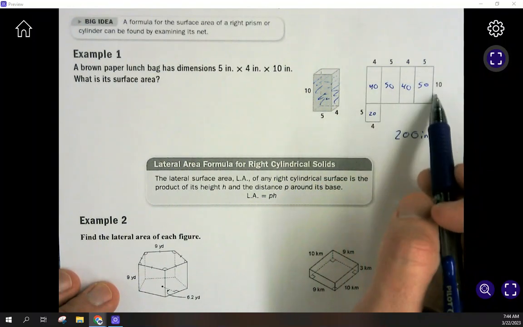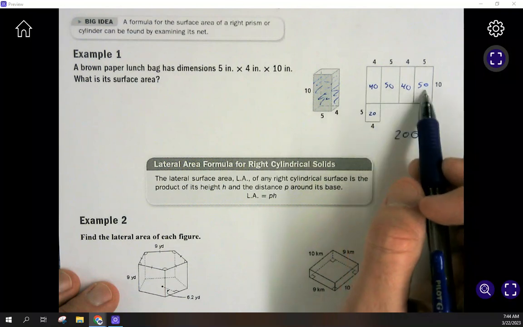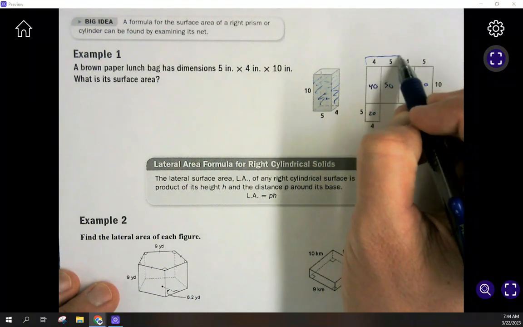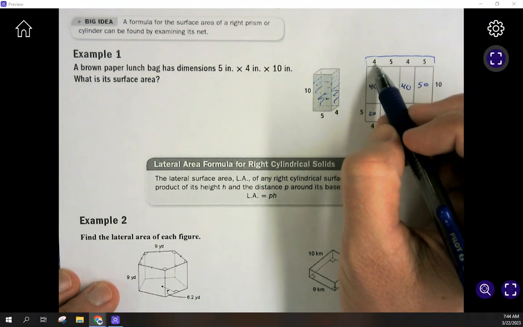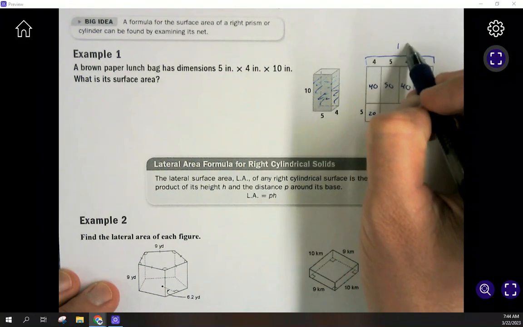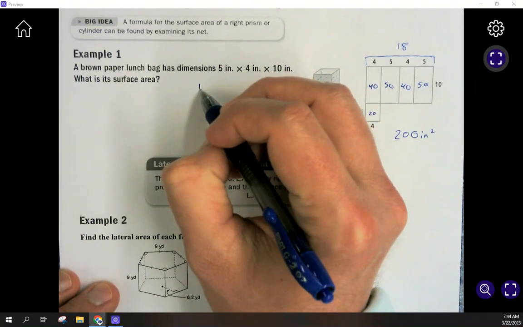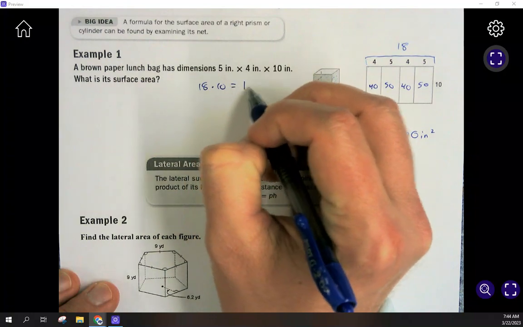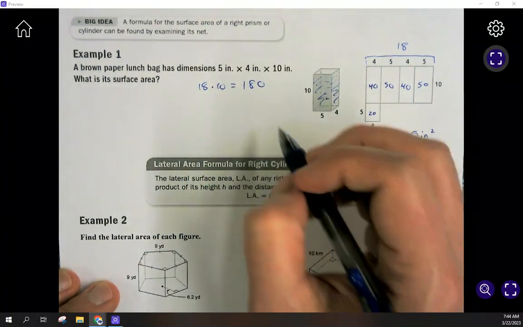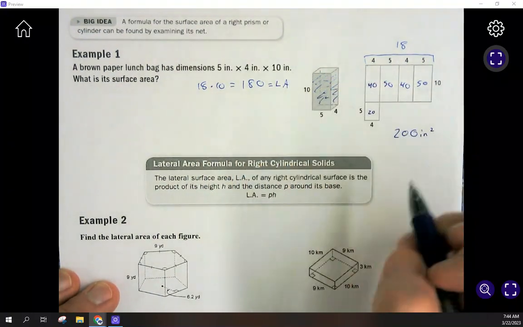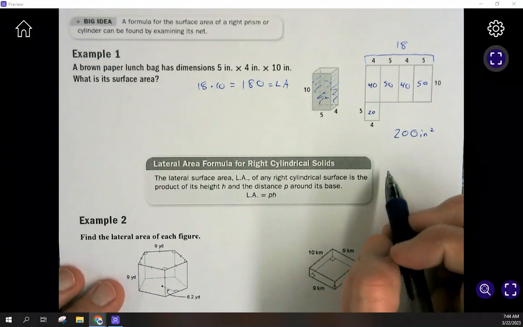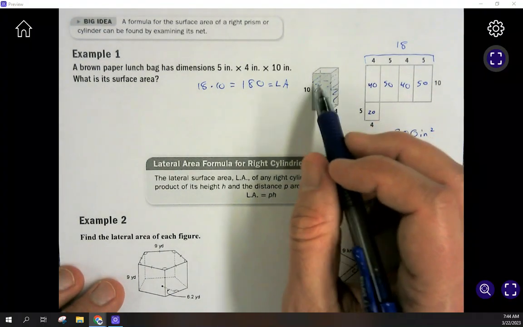And so when we lay those all flat, yes, we could do them individually, but we could also just do it as one big rectangle. So again, this is 9 and another 9. This is an 18 by 10. So 18 times 10 is 180. That would equal the lateral area. We're going to talk a lot about that today. So the lateral area from one base to the other.